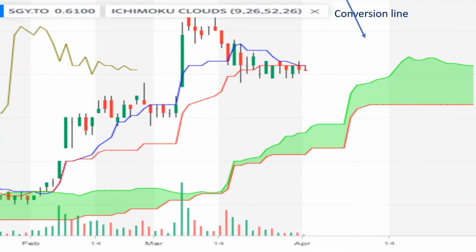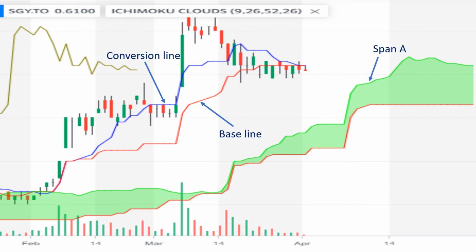This is the price trend. This is the conversion line indicated with the blue color. That is the baseline indicated with the red color. This is span A and this is span B, which both of them make the Kumo cloud. Now, when the conversion line is above the baseline and both of them are above the Kumo cloud, it is a bullish signal and the trend is an uptrend.